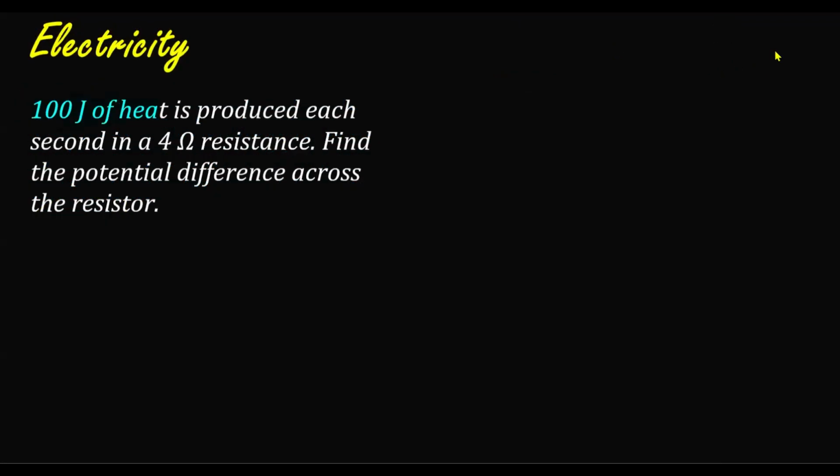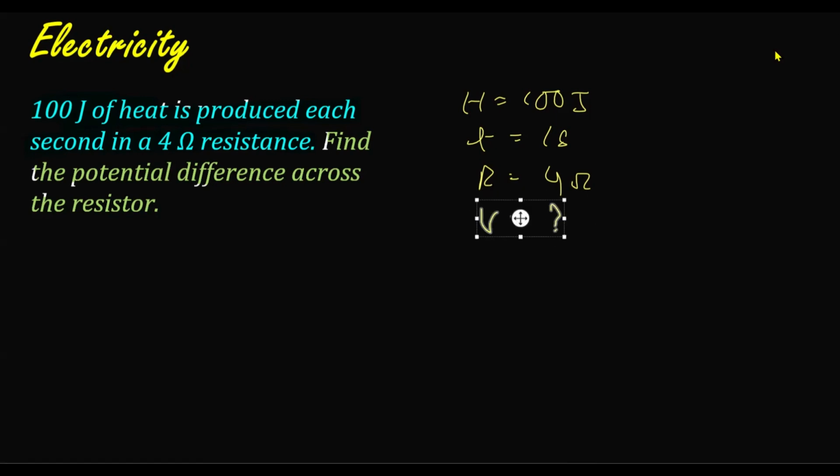In the next question, it says 100 joule of heat is produced each second, that means in every 1 second, in a 4 ohm resistance. What we have to find is the potential difference across the resistor. So let's write down the information symbolically. We have heat produced given as 100 joule, time is each second, that is 1 second, and the resistance here is 4 ohm. What we have to calculate is the voltage across it, so we have to calculate V.